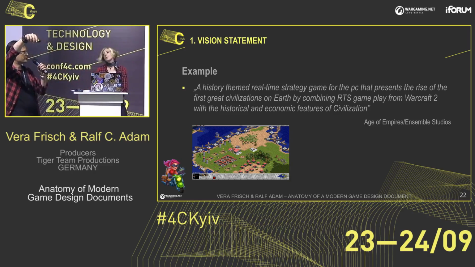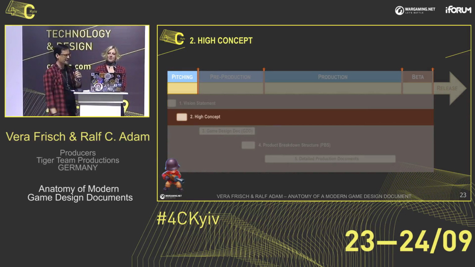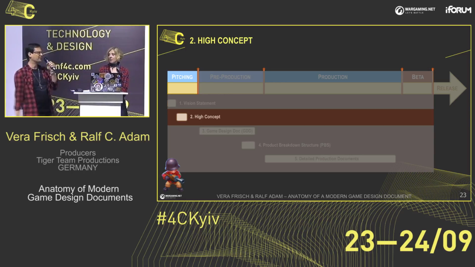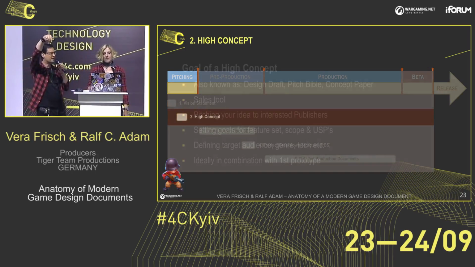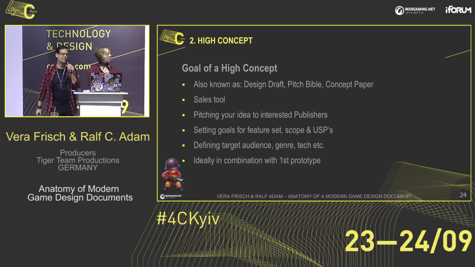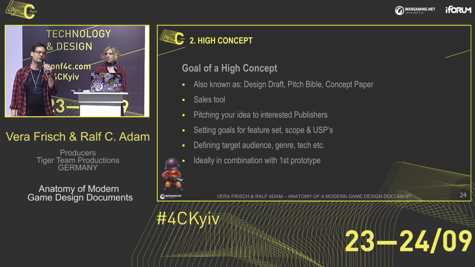So once you have this vision statement, you create the next document. That might be more familiar even if you have not heard of a vision statement, or maybe you have done that in the past but already integrated it into that next document. The next document has many names. You know it as high concept. There are other names like design draft, pitch bible, concept paper, whatever. This is actually the thing you send to the publisher.